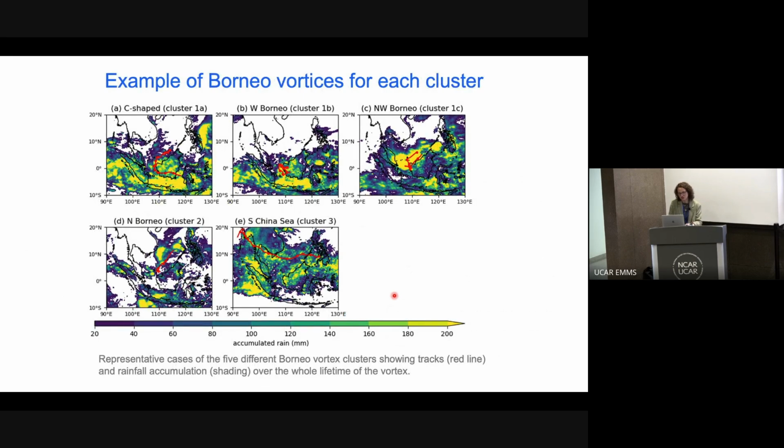So here you see a snapshot of a particular example of the 5 clusters that I've shown you before. And we have an example for a C-shaped Borneo vortex, one in the western part, and all the other regions. And as well, you see the accumulated rainfall over their lifetime. And we want to look a bit more closely at 2 examples. One is the C-shaped cluster and the South China Sea cluster. And I picked these because they are maybe not your garden variety Borneo vortices that you typically think of when you think of Borneo vortices.